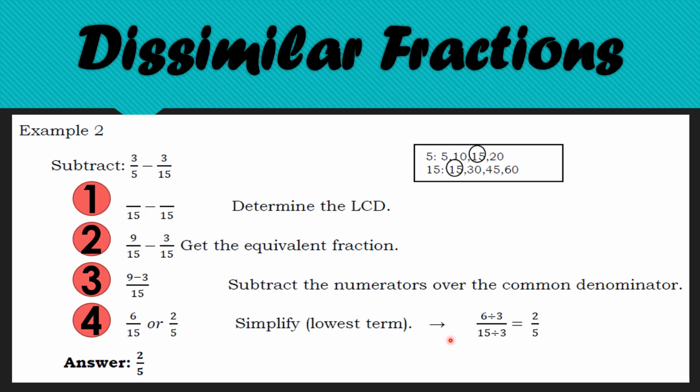The greatest common factor of 6 and 15 is 3. 6 divided by 3 is equal to 2. 15 divided by 3 is equal to 5. Therefore, the final answer is 2/5.